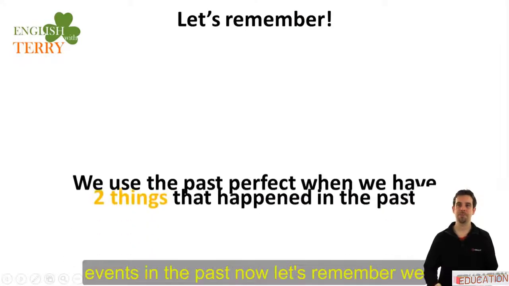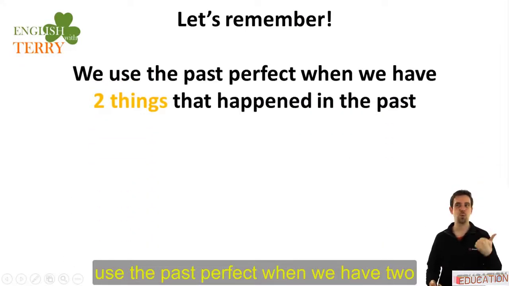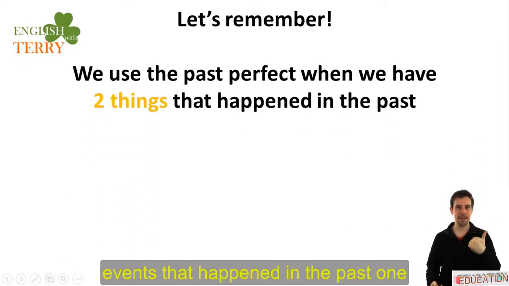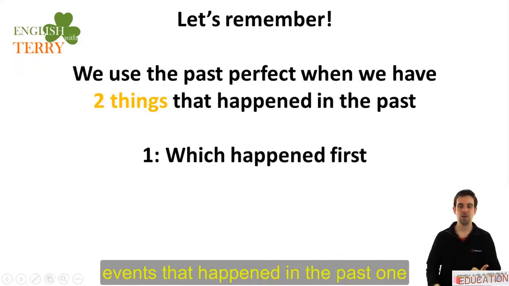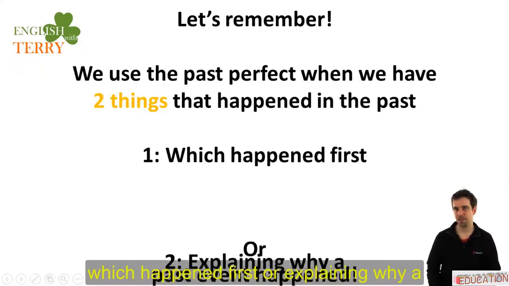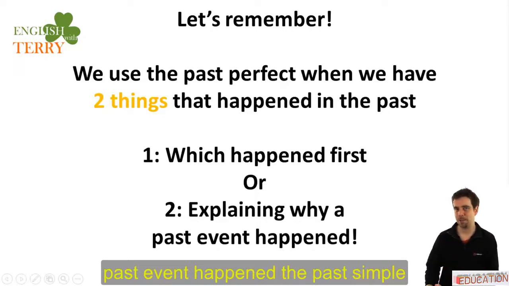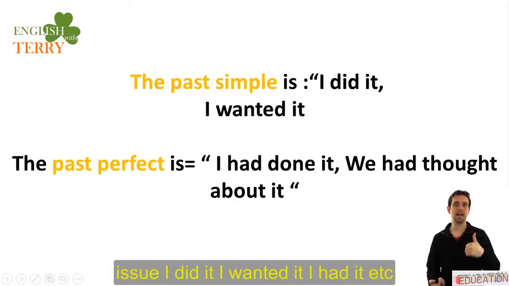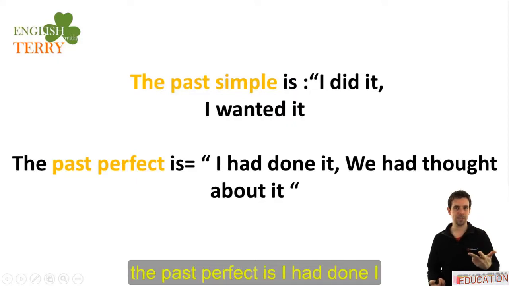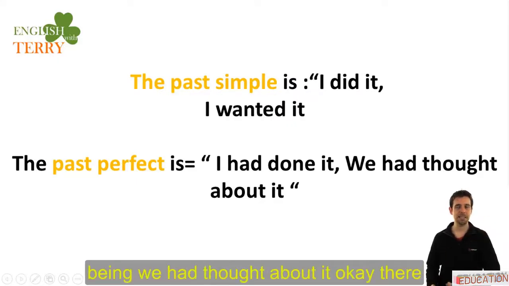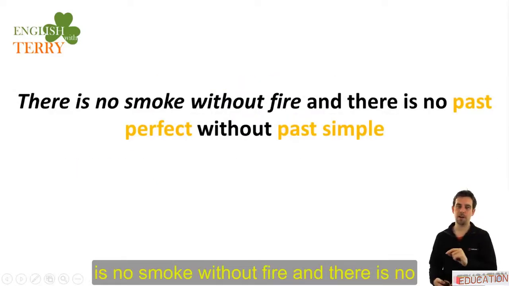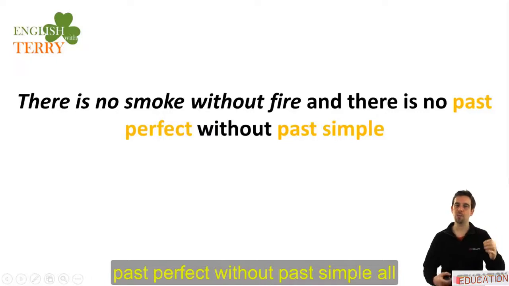Now let's remember, we use the past perfect when we have two events that happened in the past. One which happened first, or explaining why a past event happened. The past simple is, I did it, I wanted it, I had it, etc. The past perfect is I had done, I had been, we had thought about it, okay? There is no smoke without fire, and there is no past perfect without past simple, all right?